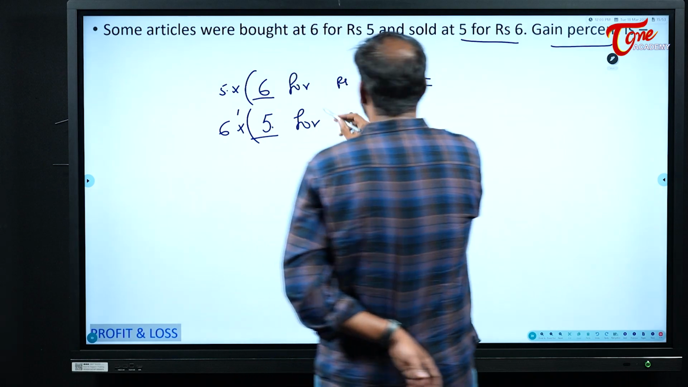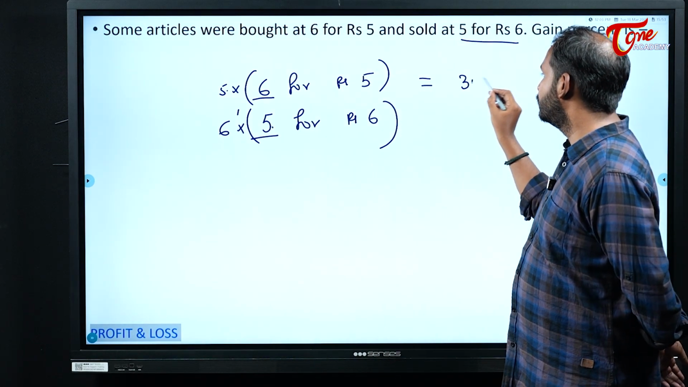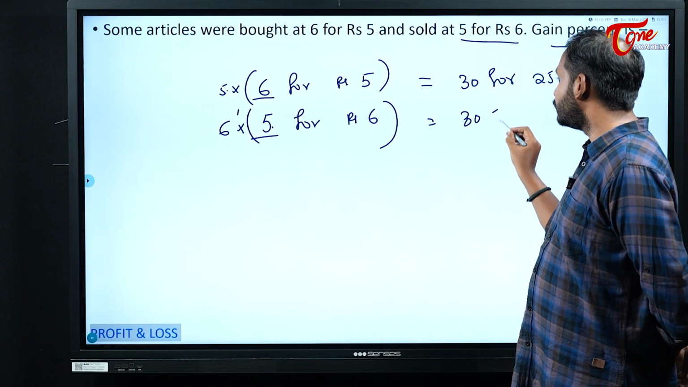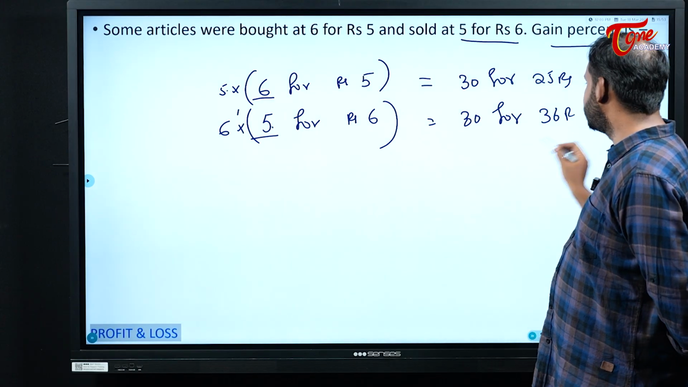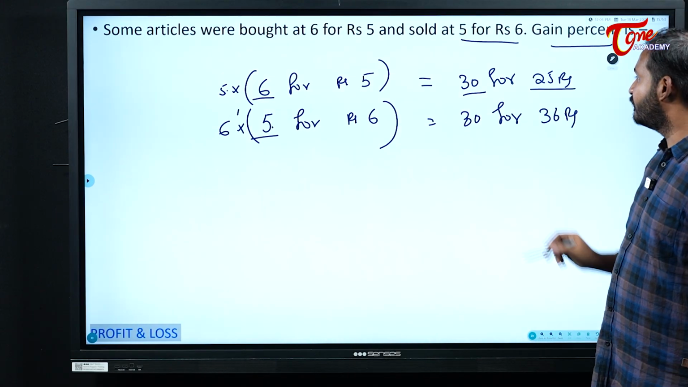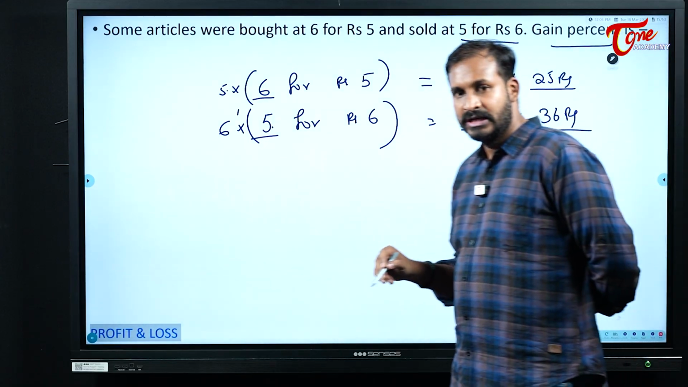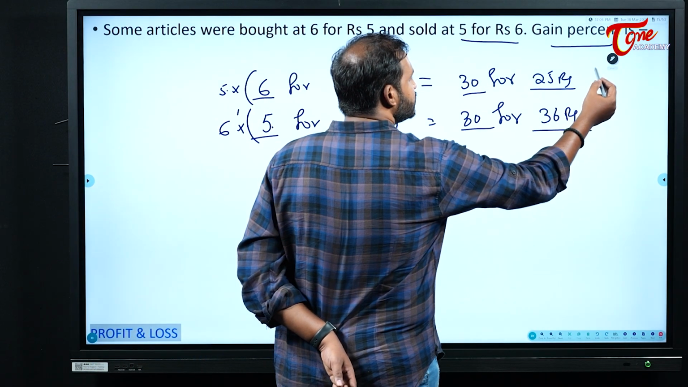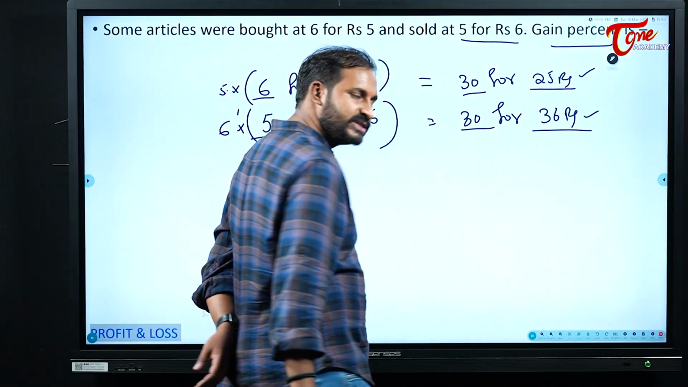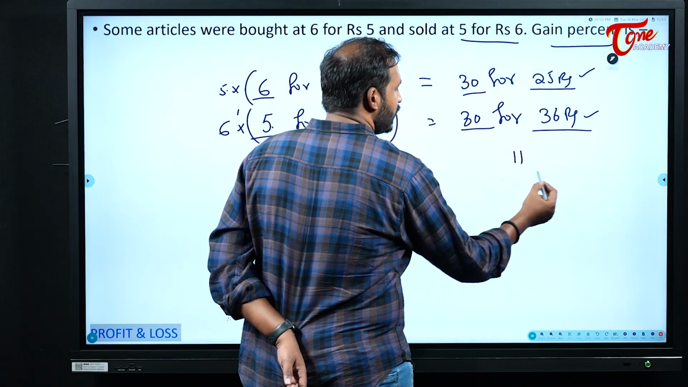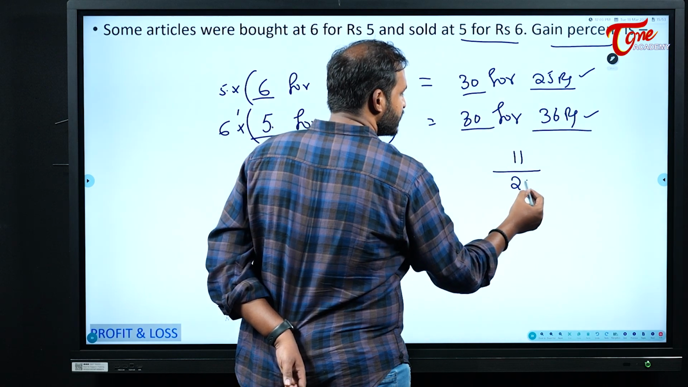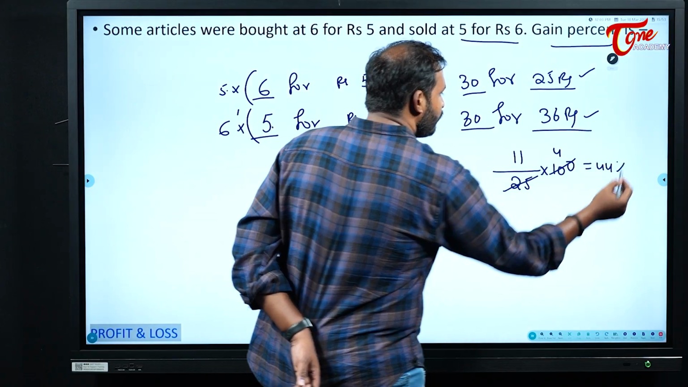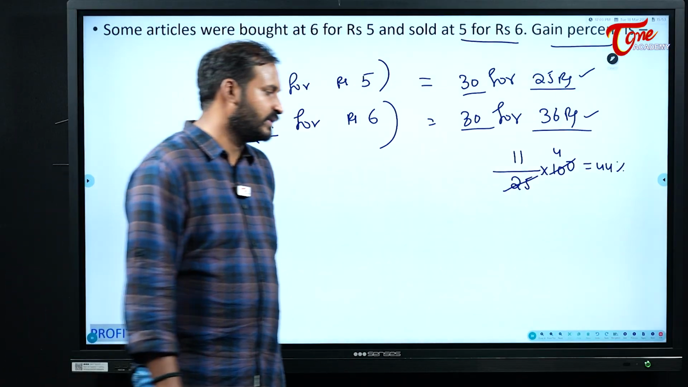So what happens to the first one? 5 sixes are 30 for 5 fives are 25 rupees. Next, 30 for 36 rupees. Now see here, they purchased 30 articles for 25 rupees and they sold 30 articles for 36 rupees. Now quantities are equal. Now you can compare the selling price and cost price. So profit or loss? He purchased for 25 rupees and sold it for 36 rupees. Definitely profit. Profit by what value? 11 rupees. 11 rupees by cost price is 25 into 100. So 4 times. So what is the profit we are getting here? 44%.